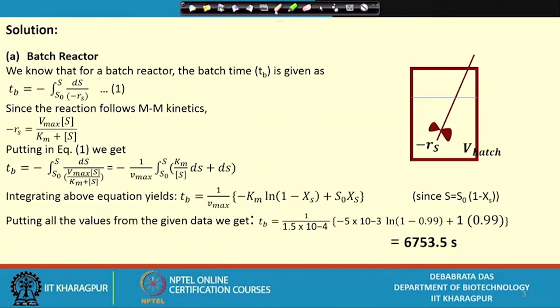So for the batch process, what can we do? We already know the batch process that we have. We know that tB equals minus dS by minus rS.